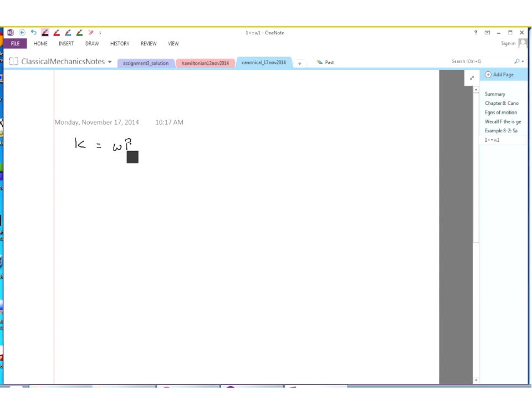All right, so we have K equals omega p times cos squared q plus omega p sine squared q. And factor out an omega p, and then I have cos squared q plus sine squared q. So that's equal to omega p.